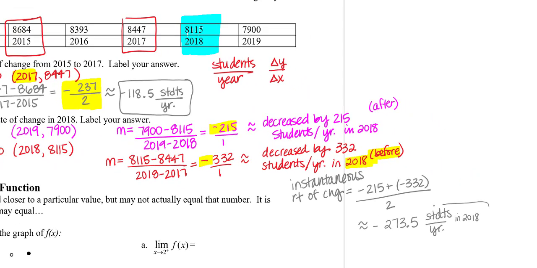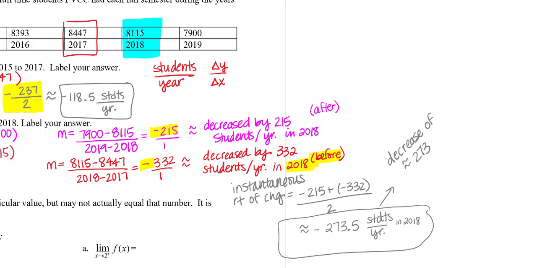Okay. Now again, if you don't like the idea that it's negative students, let's put this in words. This is a decrease of approximately 273 or 274 students per year in 2018.